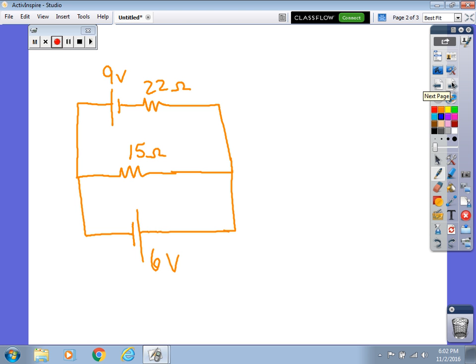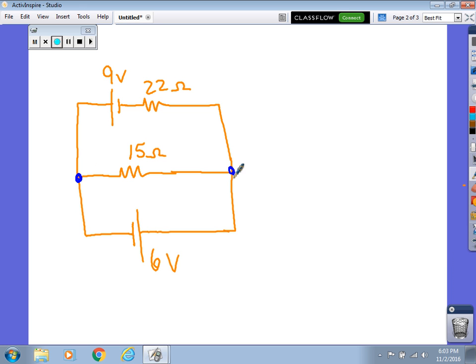Now, if you tried to compress this circuit, you would see very quickly that it's not so easy. You probably wonder where to go. You probably wonder how to handle 2 batteries. Don't let this freak you out. The rules are very, very clear. You have a node here. You have a node here. So what you need to do is decide what you think's going on at the nodes.